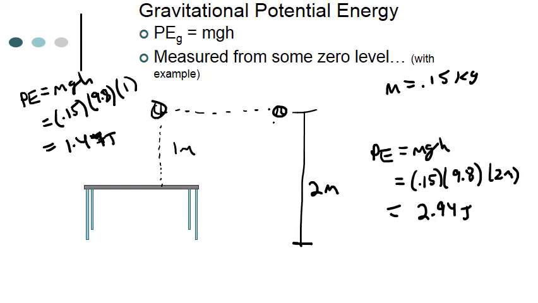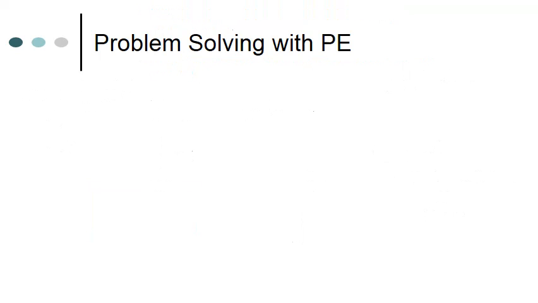And that's actually exactly half of what it is over here. And so this is just a different zero reference. It still is high, but because it can only fall that much, that's the zero reference, and that's how much potential energy it has there. So when we're solving with potential energy, we have to consider that zero reference.